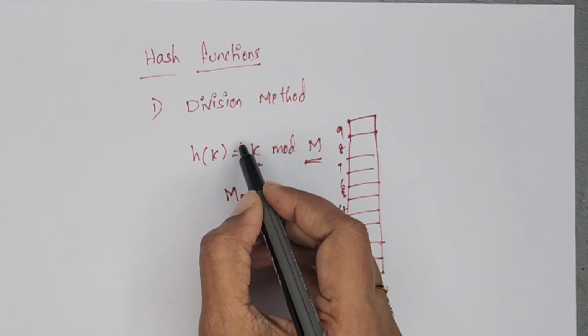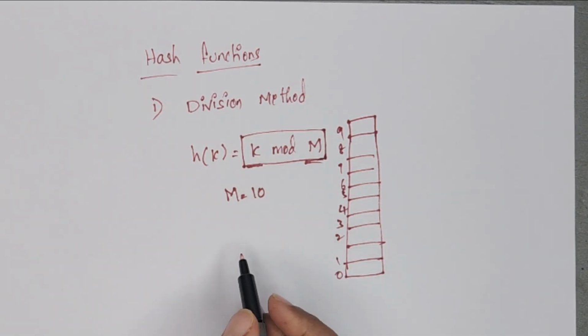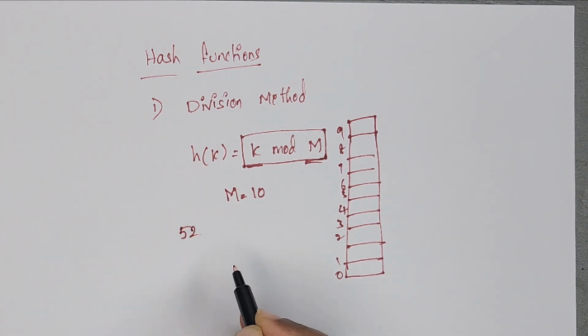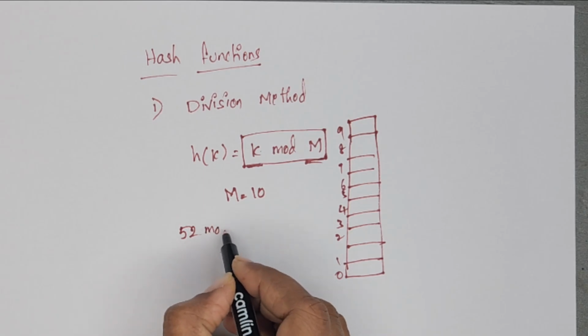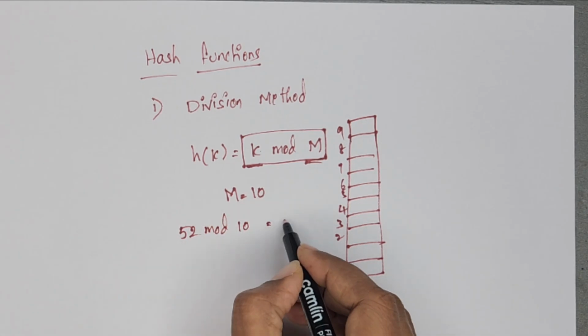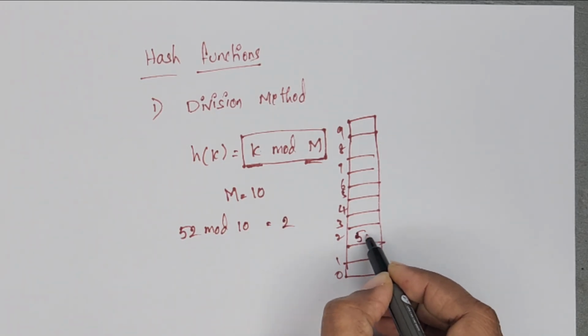Which hash function are we going to use? The division method, that is k mod m. Now I am going to insert the element 52. Now the k value is 52. If k is 52, then 52 mod 10, where m is 10. 10 fives are 50. The remainder is 2. In the second location we have to store 52.